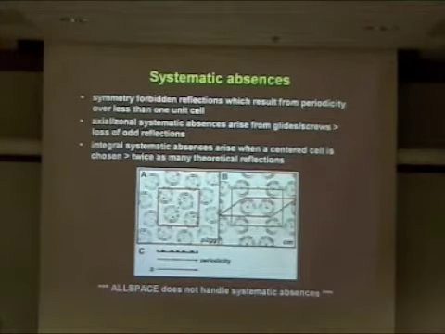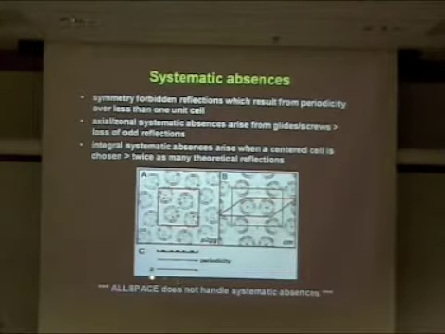Okay, so the take-home message from this basically is that systematic absences can be very valuable in identifying symmetry elements. However, ALLSPACE is a program which does not deal with systematic absences when identifying space groups. Now, I believe that the modified version of ALLSPACE in the most recent version of 2DX does deal with systematic absences. Is that right, Henry? Not ALLSPACE, no. Okay, so it still doesn't, sorry about that.